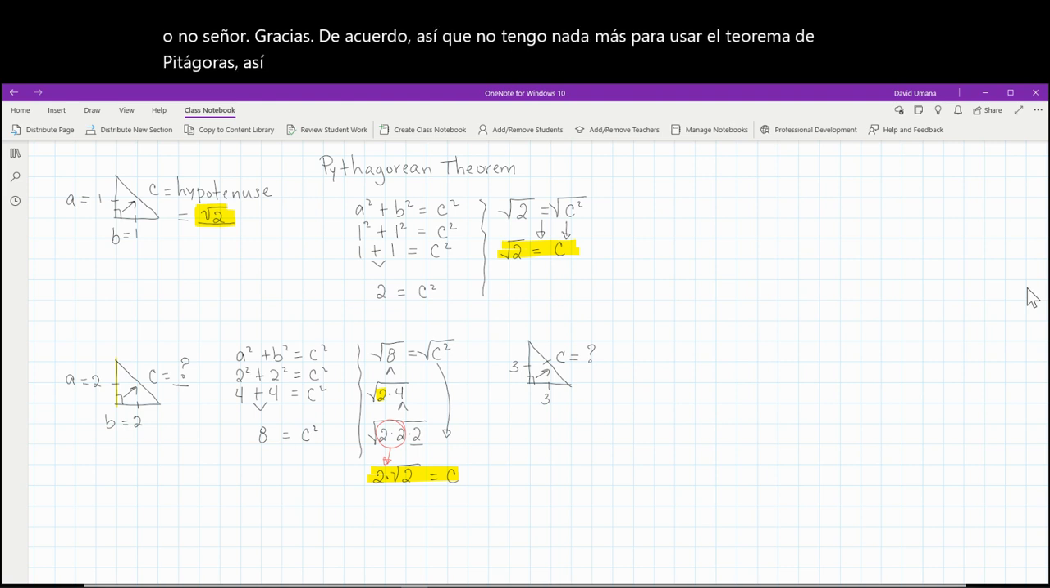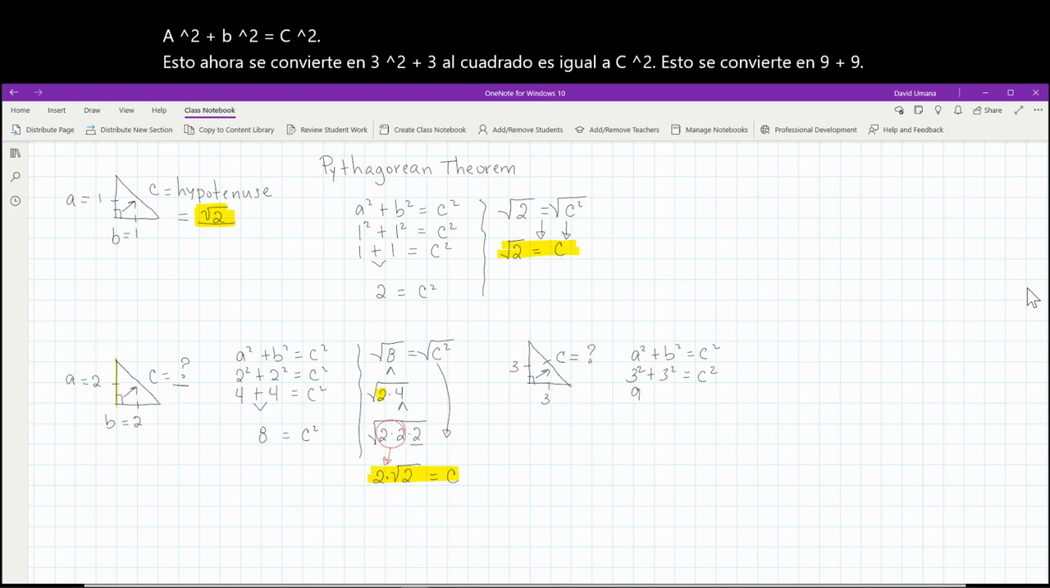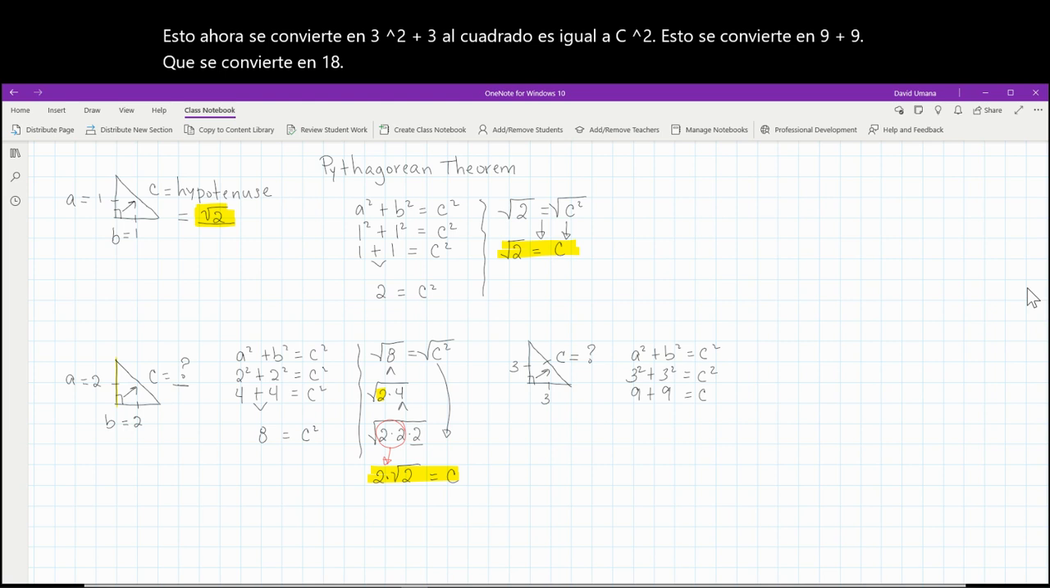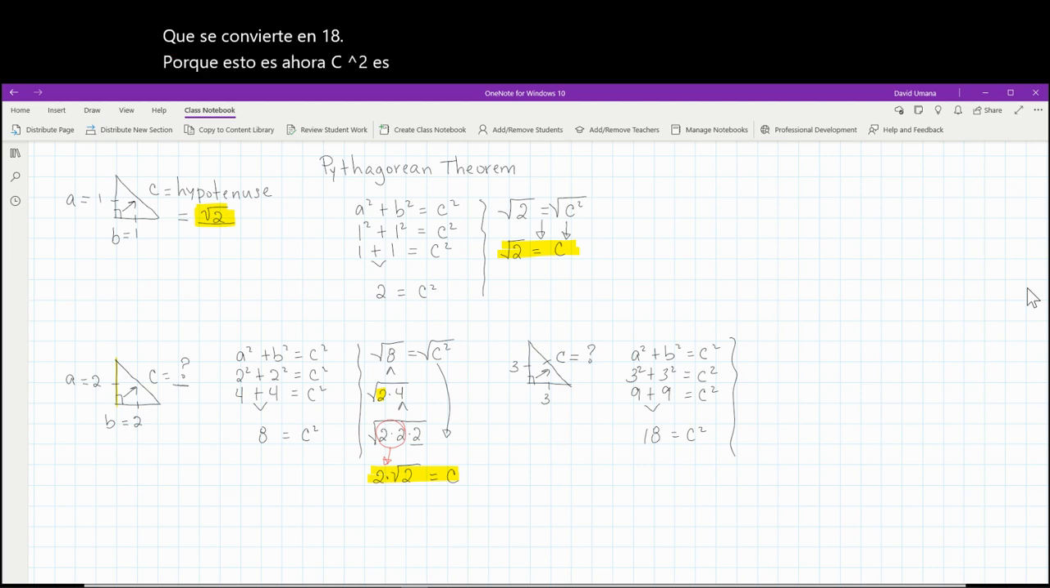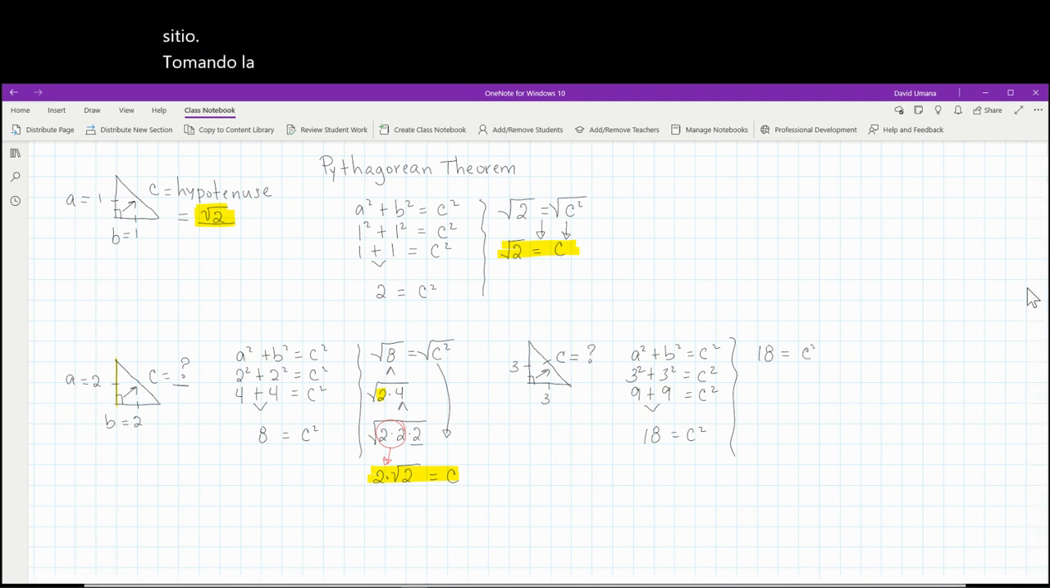it. A squared plus b squared equals c squared. This now turns into 3 squared plus 3 squared is equal to c squared. This becomes 9 plus 9, which turns into 18. Okay. Because this is now c squared is equal to 18, I can go ahead and just solve it here on the side by taking the square root of both sides.